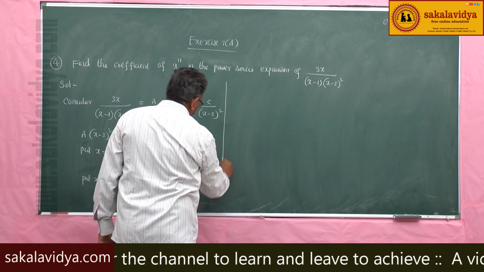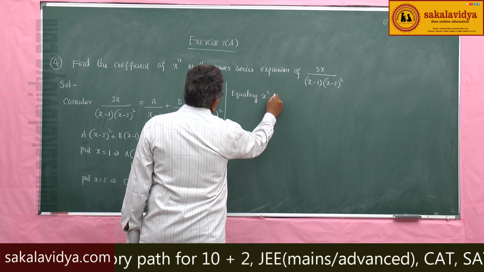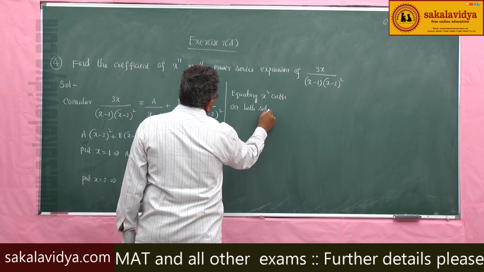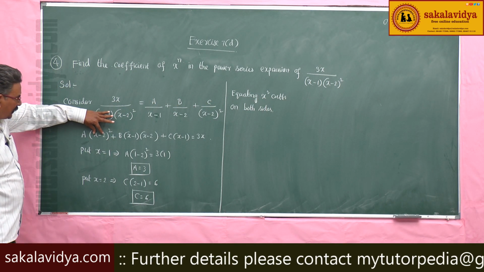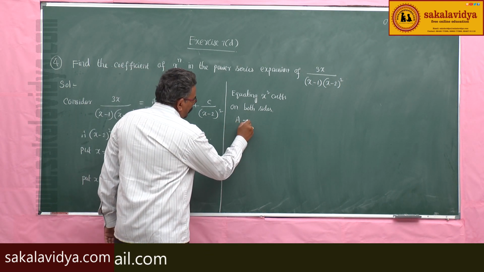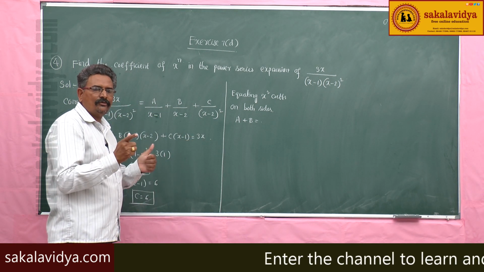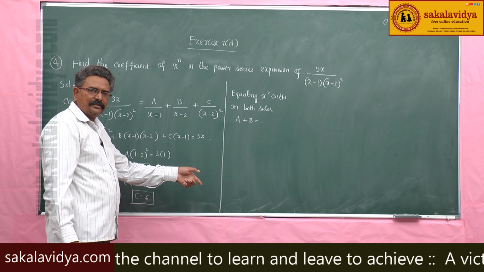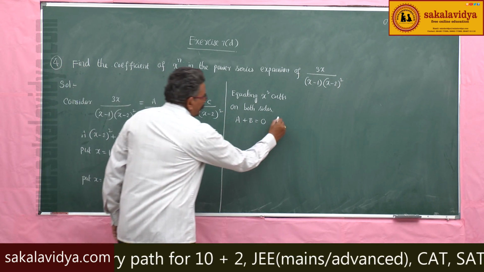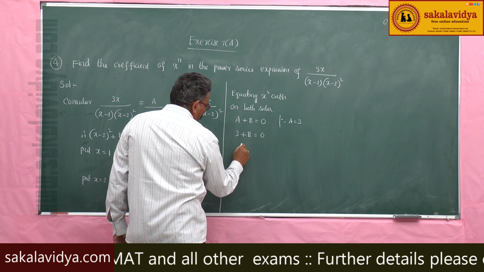Now, comparing or equating x square coefficients on both sides. So, that means here x square into a, x square into b, a plus b equals, in the right hand side there is no x square coefficient. Whenever x square coefficient is absent, we have to take it as 0. So, a plus b is equal to 0. Now, we know a equal to 3. So, 3 plus b equals 0, b equals minus 3.